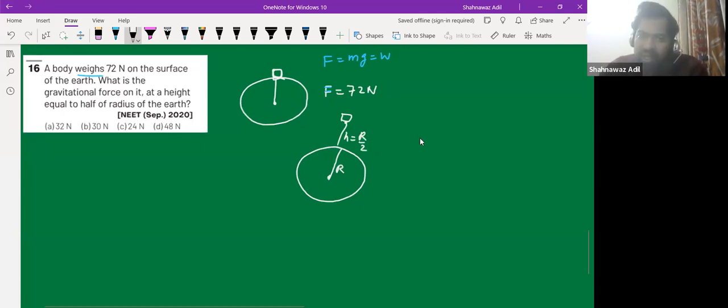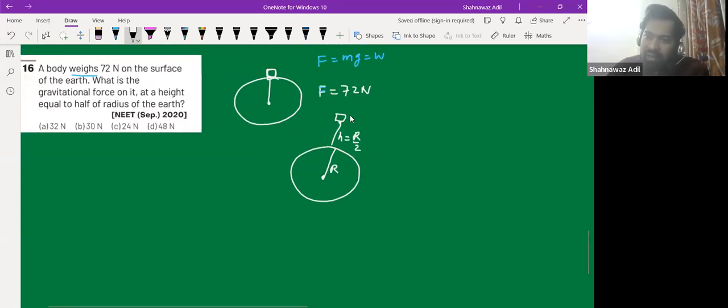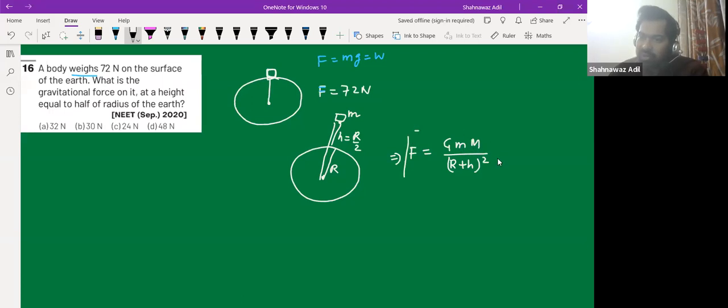Now we know, what is the force acting on this object? What would be the force? So force would be G M m, mass of the Earth, divided by R plus H whole square. So that is the force at this height, right? Because the separation is R plus H, mass is M, and by Newton's law, this would be the force, right?